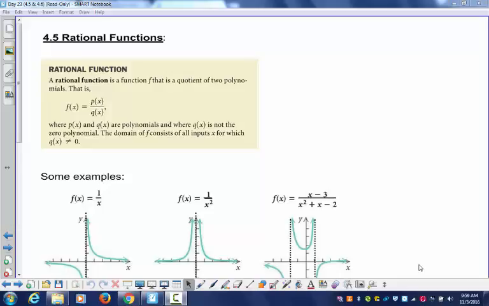At the end of last class, we started an example of a rational function as a refresher.